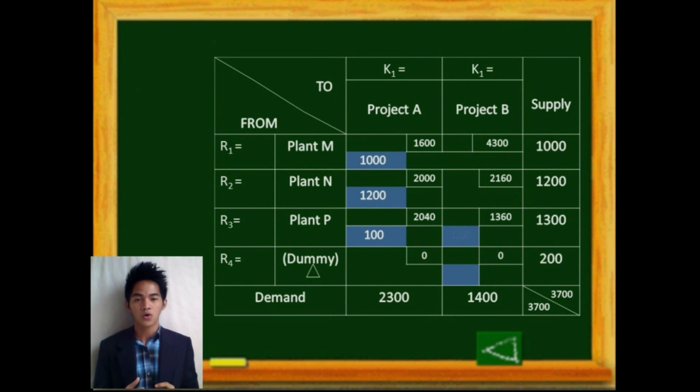The sum of each row or column must be equal to its rim requirement, based on the capacity constraints of sources and demand constraints at destinations in transportation problems.